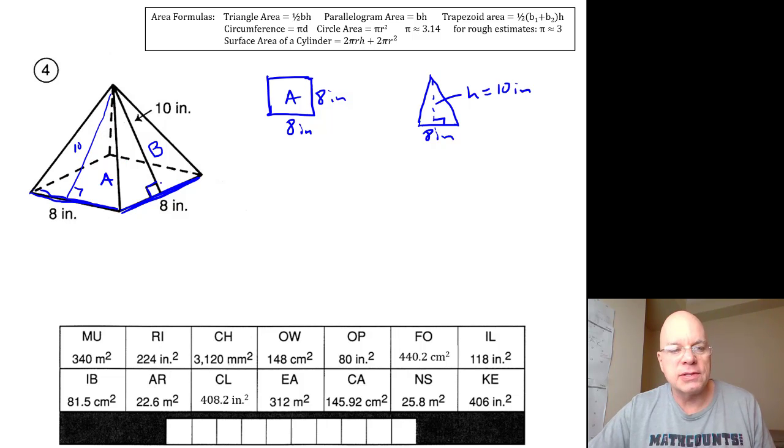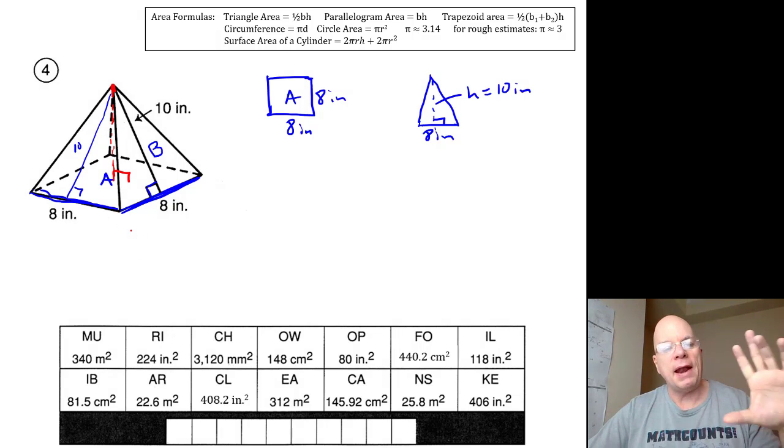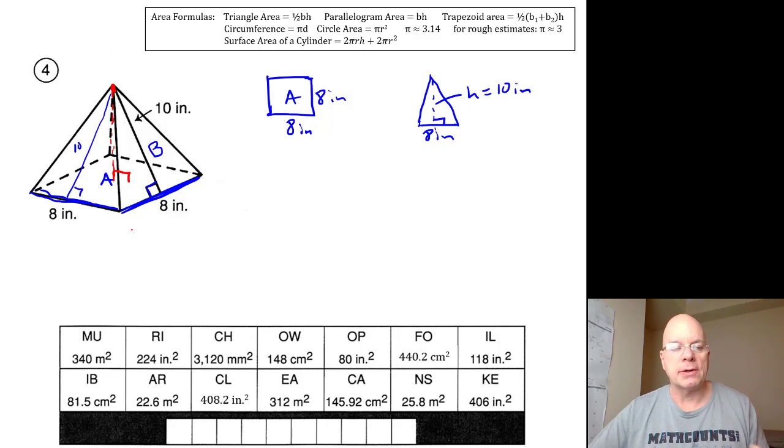And interestingly, this height for this triangular face is not the same as the height for the pyramid. The height for the pyramid would be from the apex, from this vertex perpendicular to the square base like this. It would be shorter than 10. But we don't need that height for surface area, but we do need that height for volume. And later this week we'll revisit volume to remind ourselves the difference between finding volume and finding surface area.